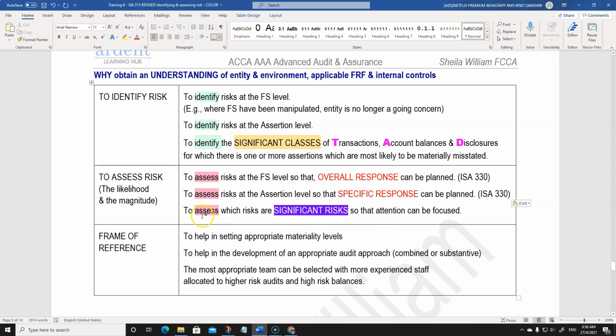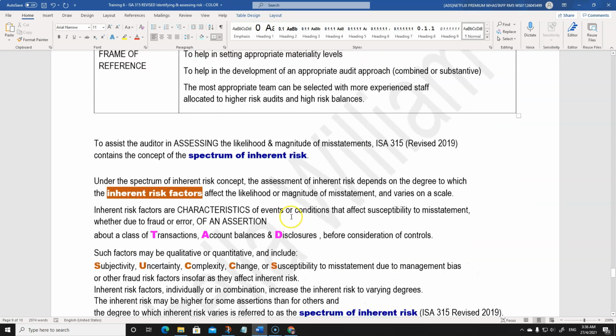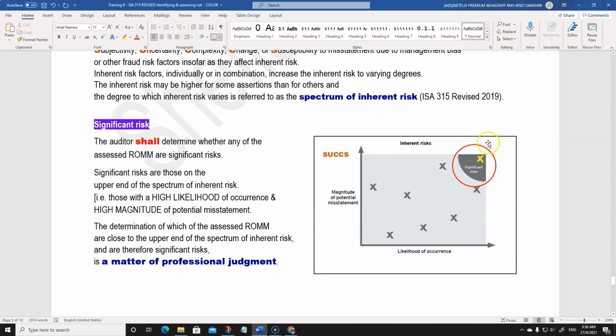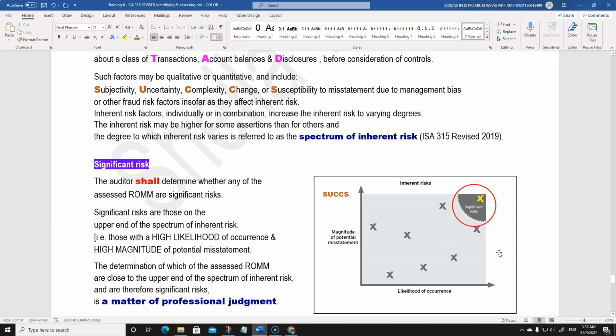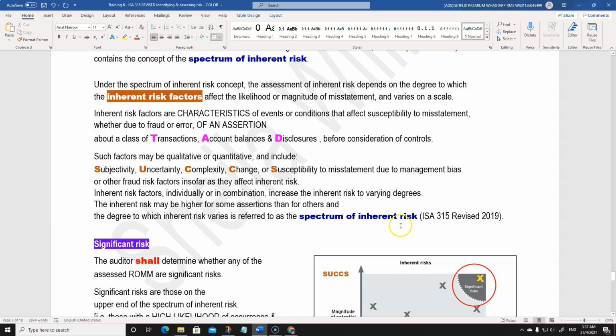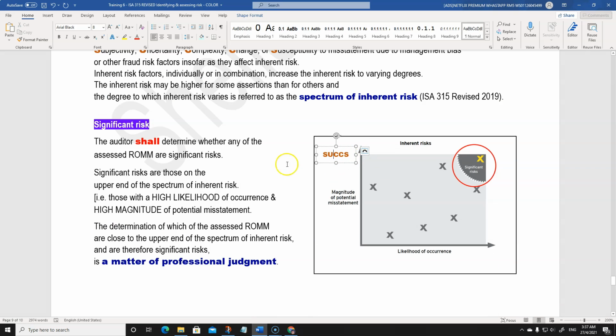Okay, then to assess which are significant risks. So we explained that before. Significant risk will be at this level, the highest level, highest magnitude, and highest likelihood of occurrence. These are very, very serious. So the inherent risk factors here, SUCCS here just now. I'll explain what they are in a minute, but let me just go through this first. SUCCS would be at this stage.